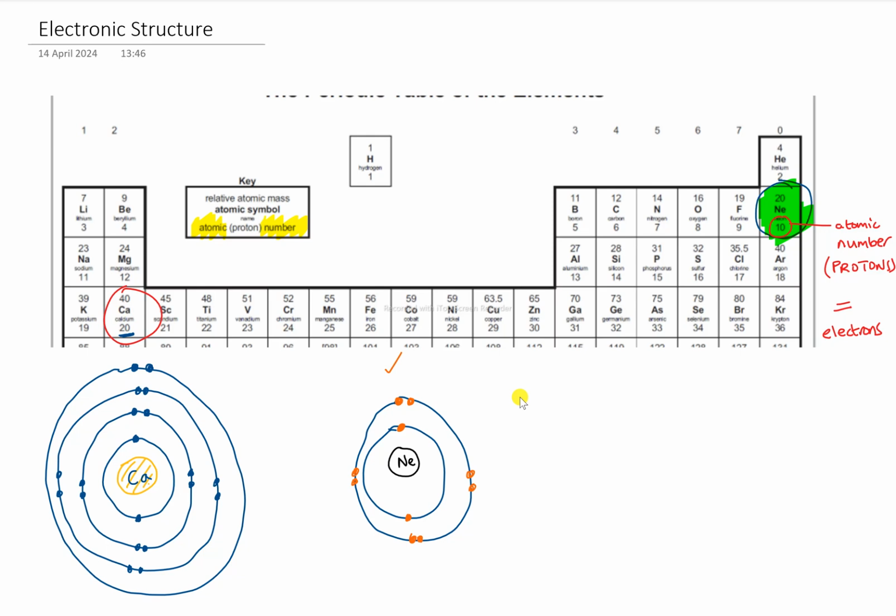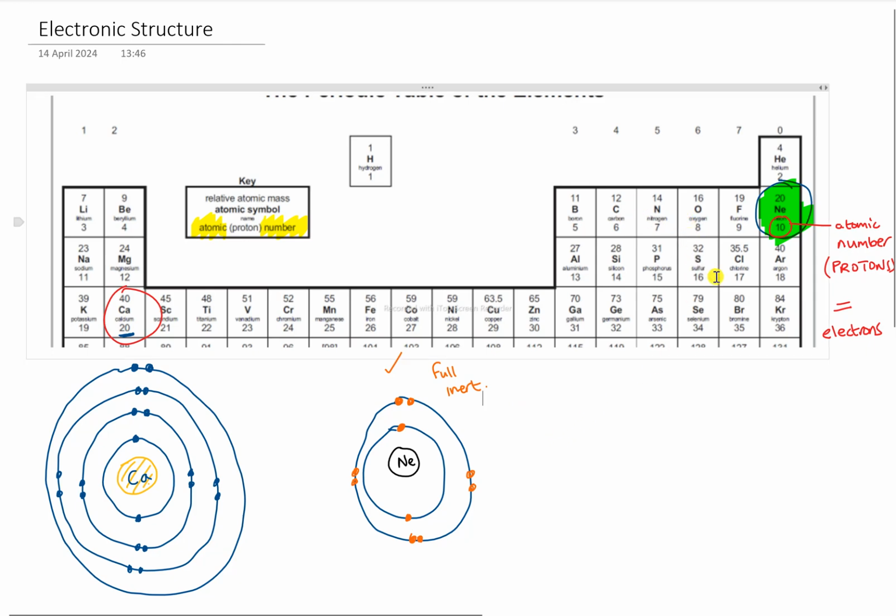Now, have you noticed the outer shell is full? It is a full outer shell. That's why it's inert. So listen to the language. It's inert. It just means unreactive. Right, which one should we do now? Let's do oxygen and carbon, and then we're done.